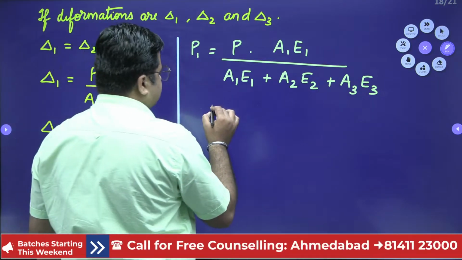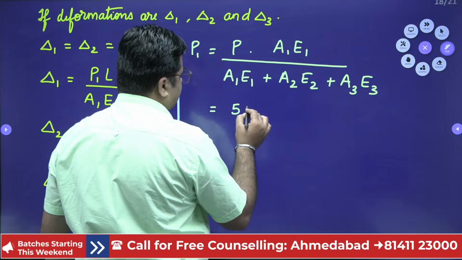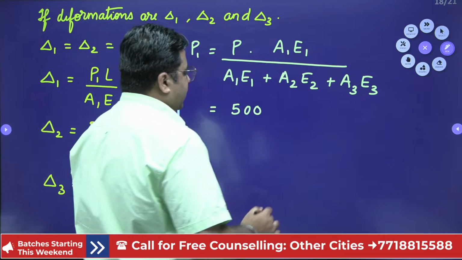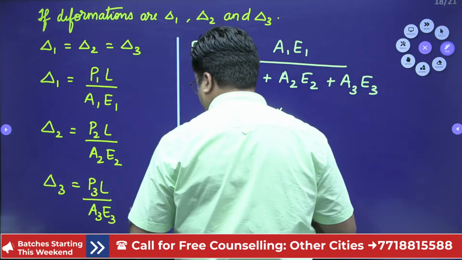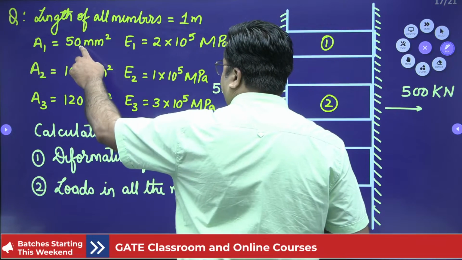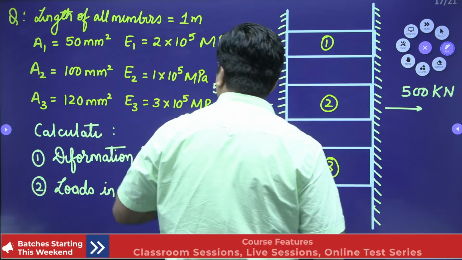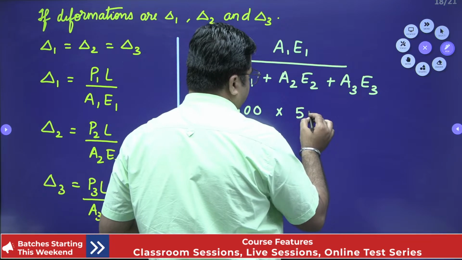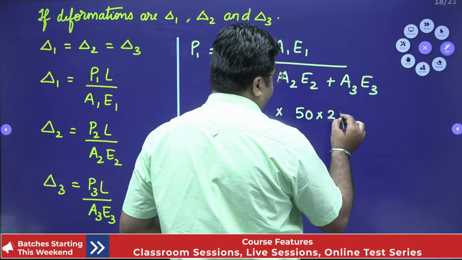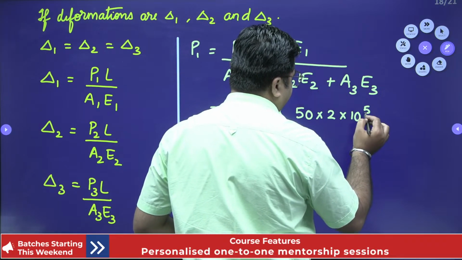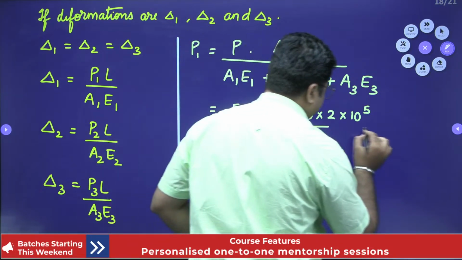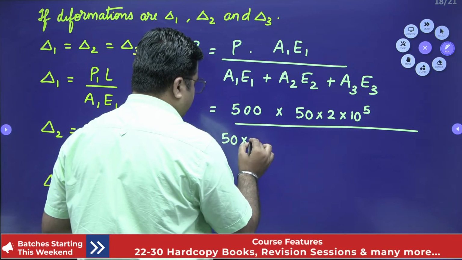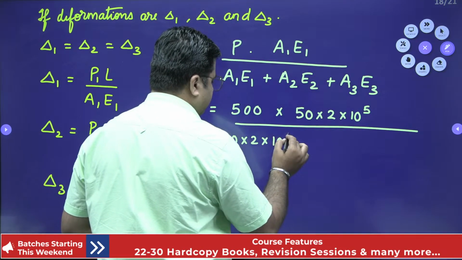So P is 500 kilonewton. So I'll write this 500. A1 is 50 mm square and E1 is 2 into 10 raised to power 5. So this is 50 into 2 into 10 raised to power 5, right? This is A1 E1. So I'll write 50 into 2 into 10 raised to power 5.